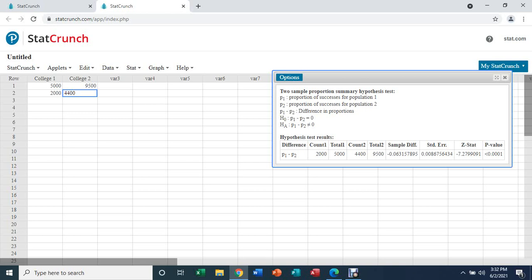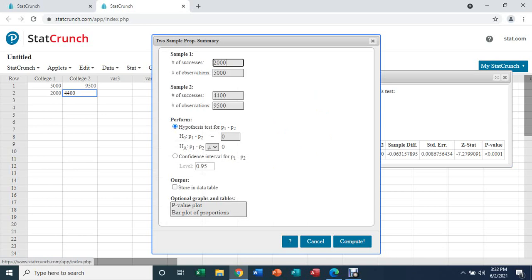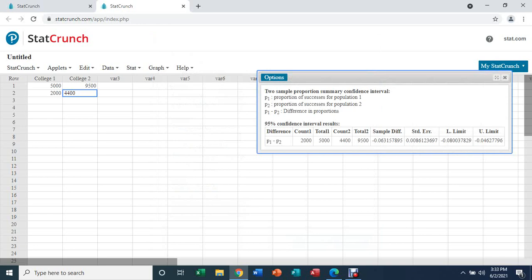And we can go even farther and see which one has a bigger proportion of females. So we can go to Options and Edit, and let's find the confidence interval of P1 minus P2. So compute. You can see the lower limit of the 95% confidence interval is negative 0.08, and the upper limit is negative 0.04.